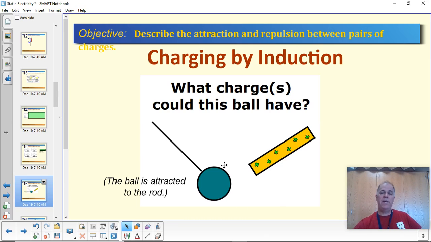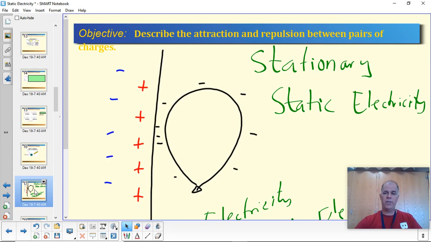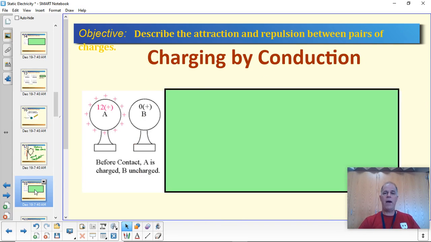The answer is it could be negatively charged, which obviously would produce an attraction, but it could also be neutrally charged, because this positive charge here will induce a negative charge on the close side and a positive charge on the far side, meaning that the thing will be attracted. So it could be negatively charged or neutrally charged, and it will still be attracted to a positively charged rod. Okay, moving along to the next one here. That's an old one. Okay, now we go to charging by conduction.